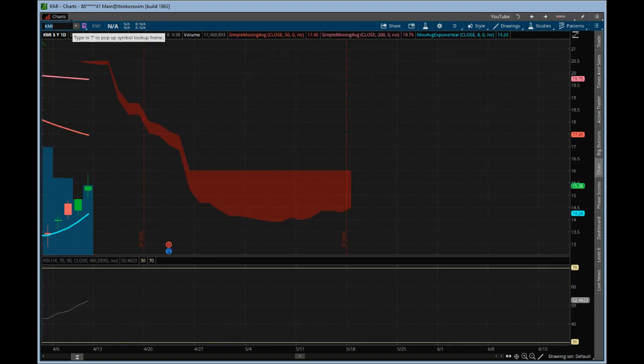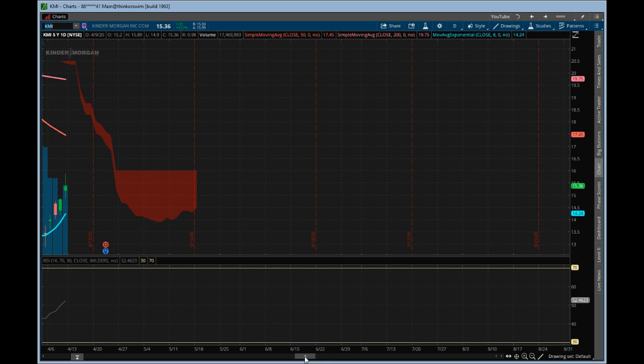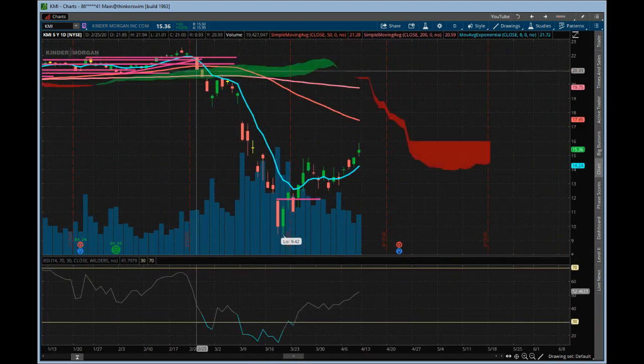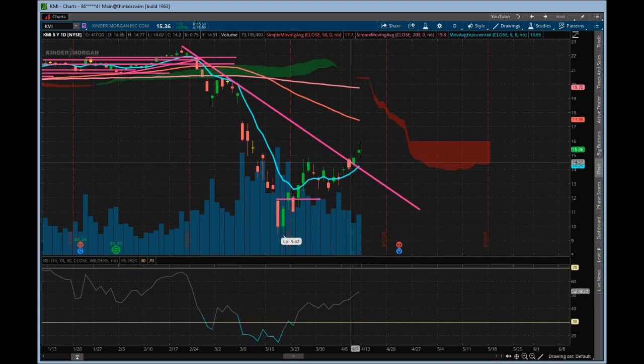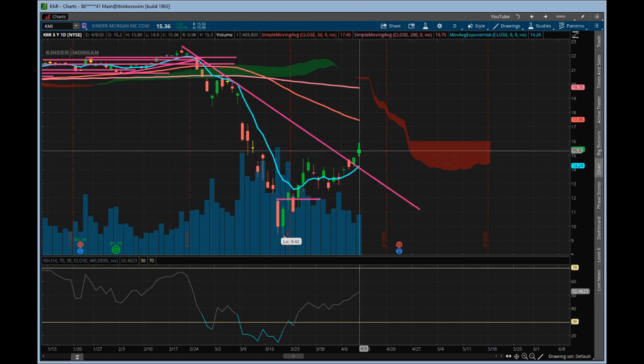And Sumit, yeah, KMI, Kinder Morgan. Let's see how this is looking. Nice little breakout candle right there. We did close above it, so just keep an eye on it, see if we can push above the prior day's highs. Looks like it's trying to work on an uptrend.